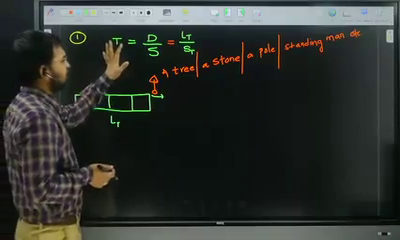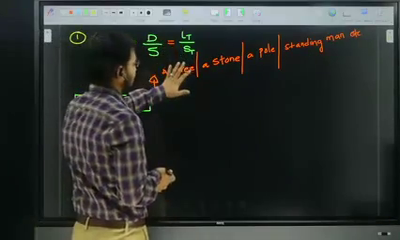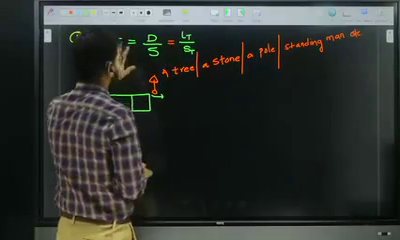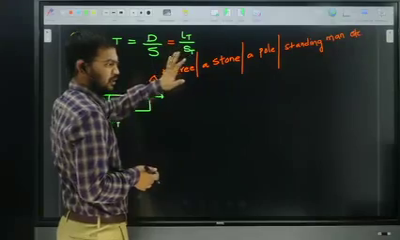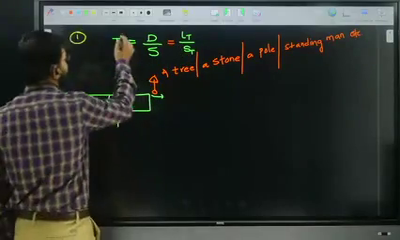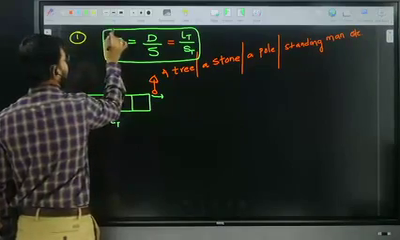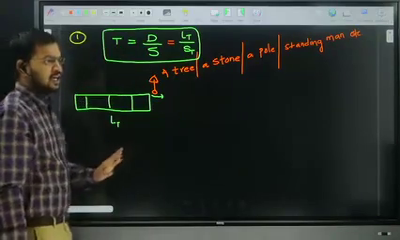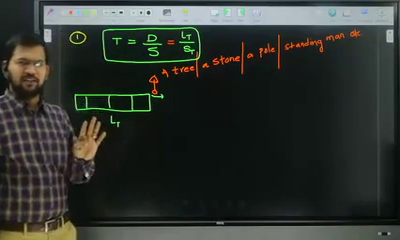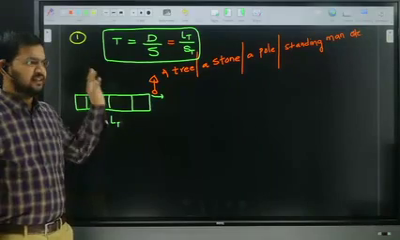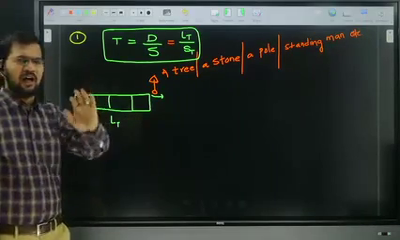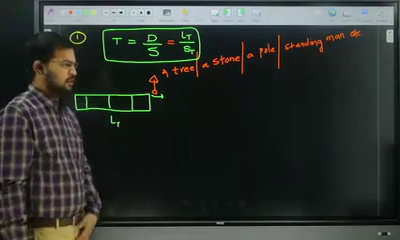Therefore, time is equal to the length of the train by the speed of the train. Remember, time is equal to the length of the train by the speed of the train. So this is the first point you have to remember. Like this, there are a total of 4 points. This is the first point we need to remember. All of you, okay? Very good.